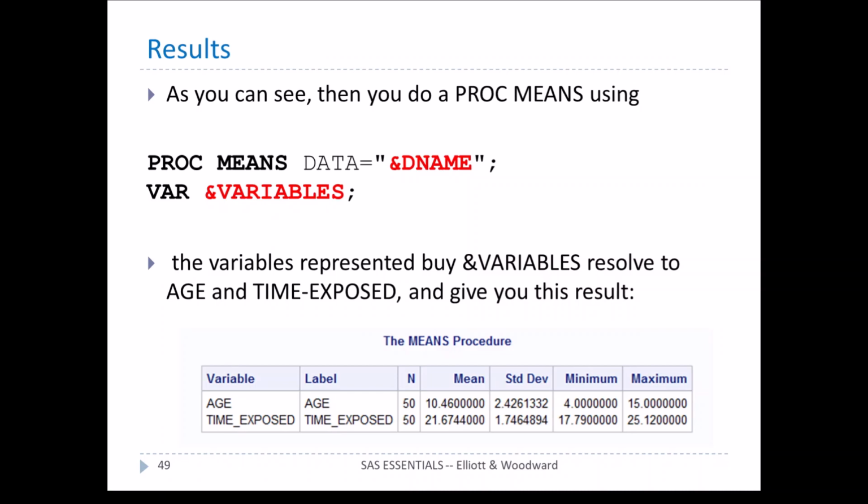So as you can see, when you do a proc means, or any proc, you can substitute things in there. And then when we run the program, it resolves, so that we notice down here in the results that the two variables, age and time exposed, from that data set are now used to create the means that are shown here.